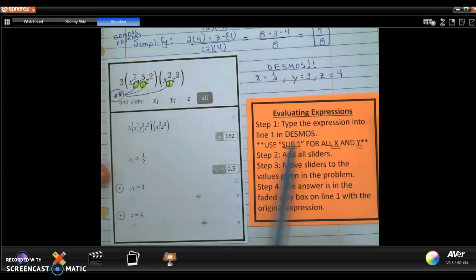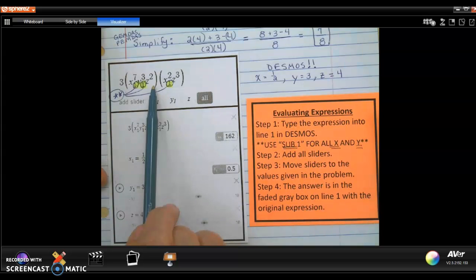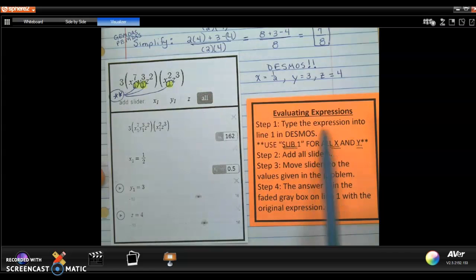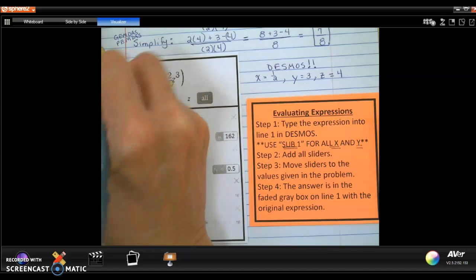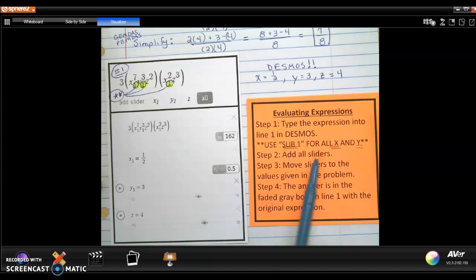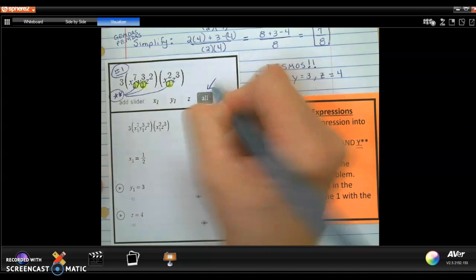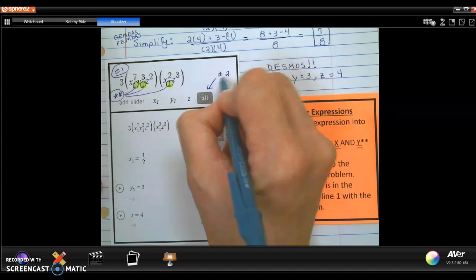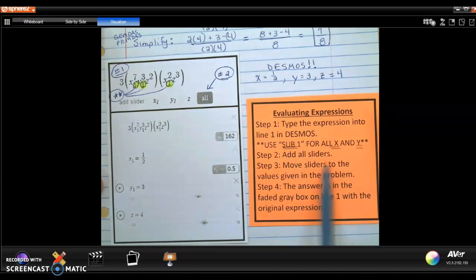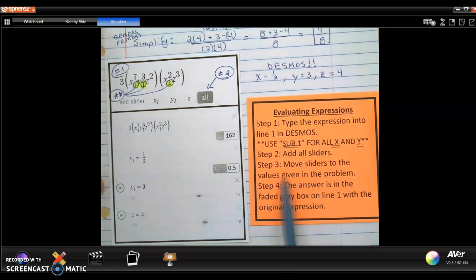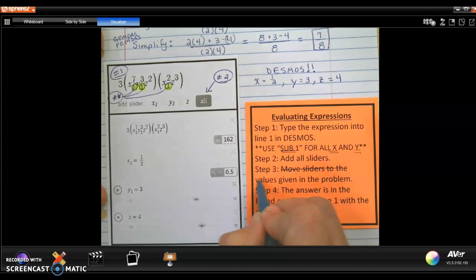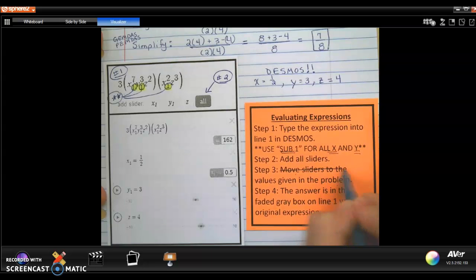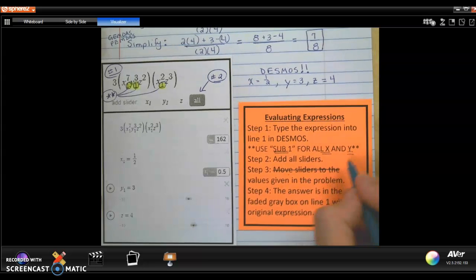So let's now correlate the orange card to what happened over here on the white example problem. So number 1, type the expression into line 1 in Desmos. We're good at that now. Number 2, add all sliders. Now we're going to differ here. Move sliders to the values given in the problem. No, that takes too long. It's too hard. So we're going to say use your cursor.